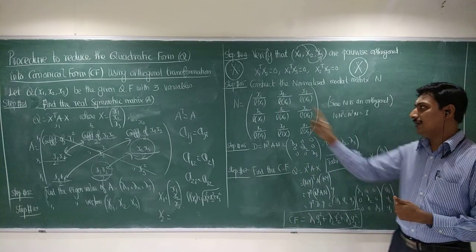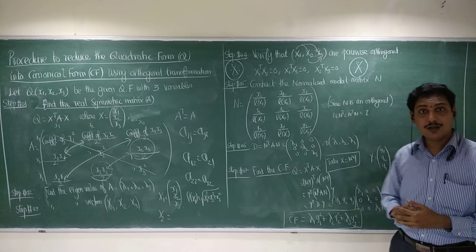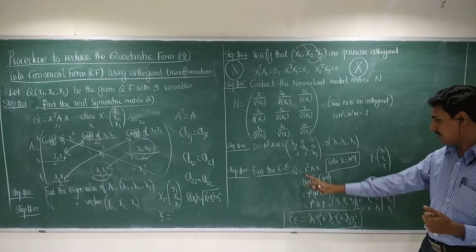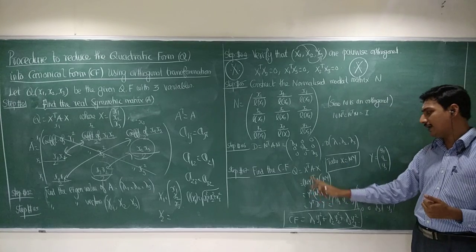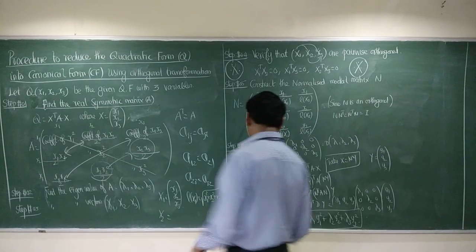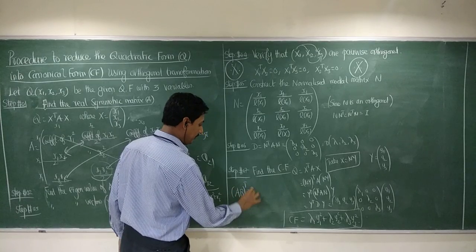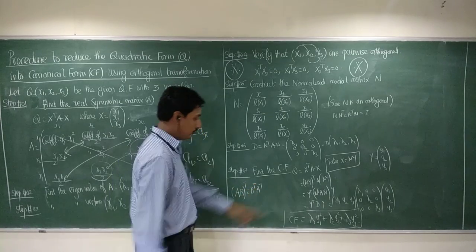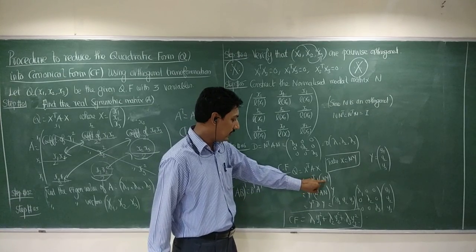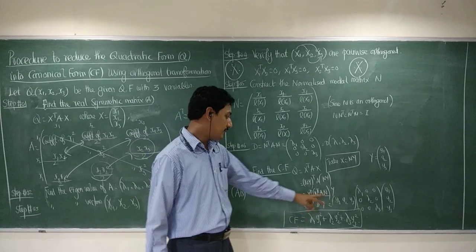What is N? N is the normalized modal matrix and its columns are orthogonal. So this transformation is called the orthogonal transformation. Let us substitute x equal to N y. So (N y) transpose A (N y). There is a property: (AB) transpose equals B transpose A transpose. So (N y) transpose becomes y transpose N transpose. Then A into N y. I can combine the middle three matrices: N transpose A N.